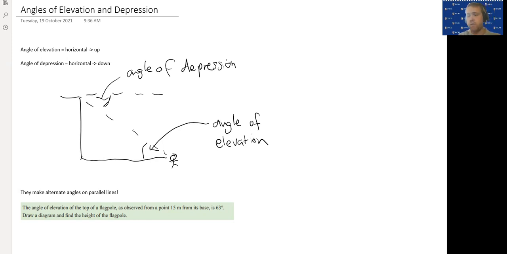So what we're going to do is a few example questions that contain elevation or depression. We need to practice drawing diagrams. So I'm going to talk you through how to do that. And then we're going to use our diagrams and our trigonometry to solve the question.